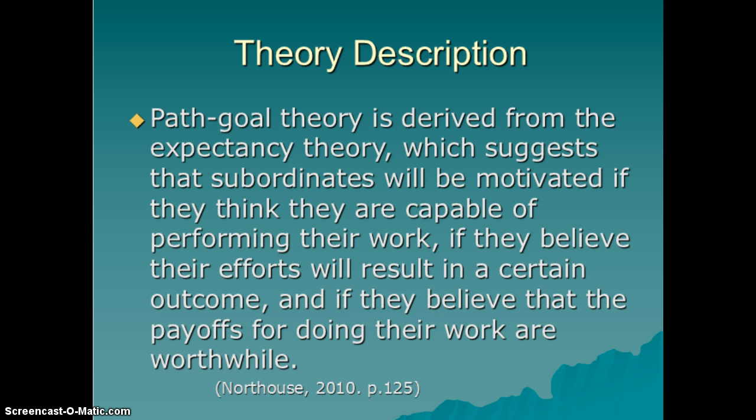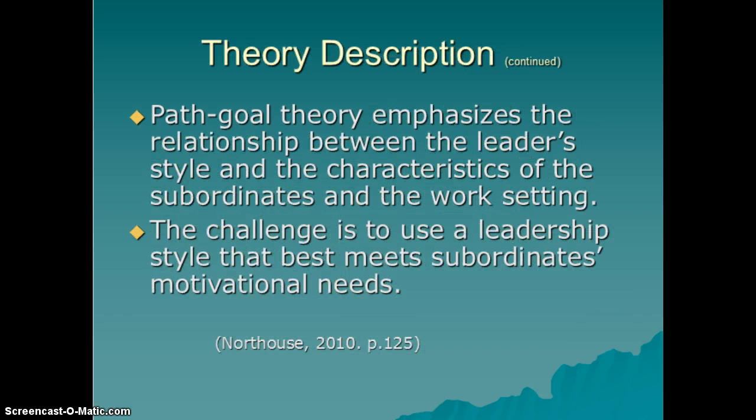Theory description. Path-goal theory is derived from the expectancy theory, which suggests that subordinates will be motivated if they think they are capable of performing their work, if they believe their efforts will result in a certain outcome, and if they believe that the payoffs for doing their work are worthwhile. This theory emphasizes the relationship between the leader's style and the characteristics of the subordinates and the work setting.